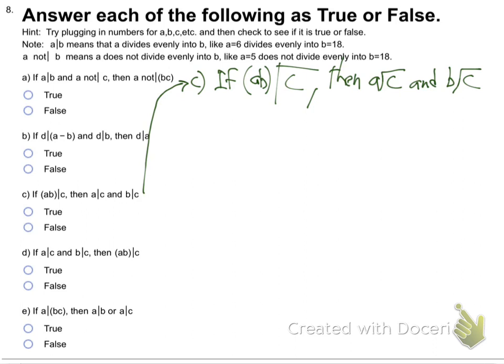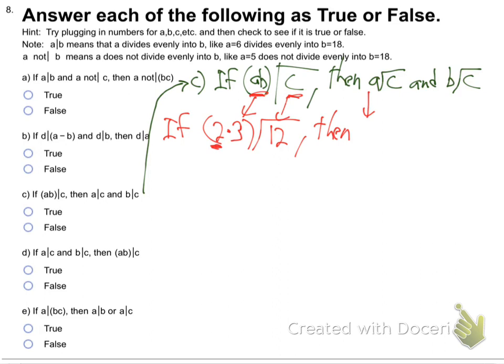Let's try it out. So we have to meet the if: A times B goes into C. Well, how about 2 times 3, that'd be 6, goes into like 12, right? That's true. Then the first number, which was 2, will go into 12. Yeah, 2 does go into 12. And the second number, 3, will go into 12. Yeah, that's true. This is always going to be true.